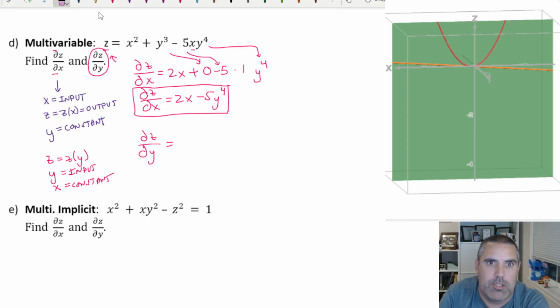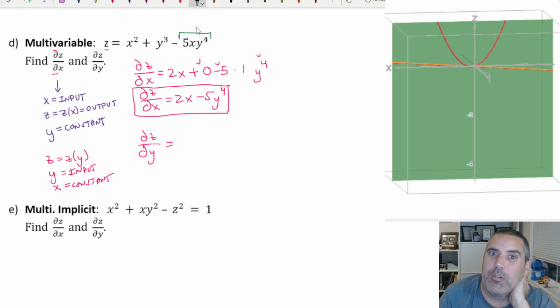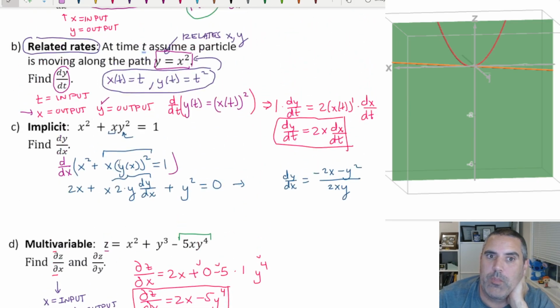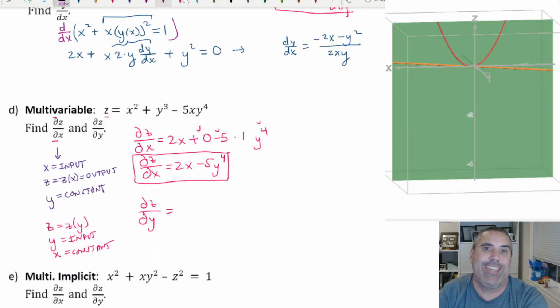But you might notice common questions I get are, why didn't we use the product rule here? Well, because only one of those things was a variable. There was only one variable there. That's different than in this last problem, where both of them were being treated as variables. I hope that makes sense. It's all about what is being asked. Okay, so now we're going to say y is a variable. This is a variable. This is a variable.